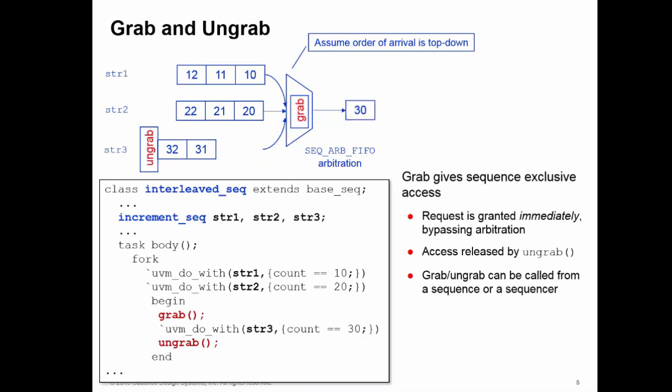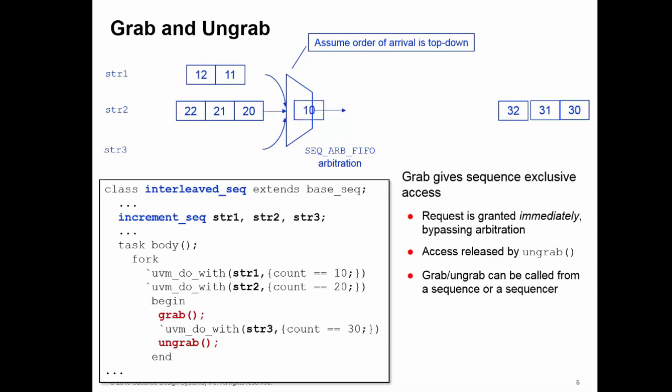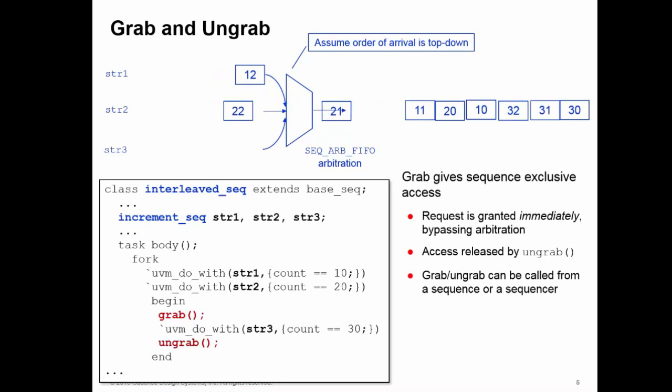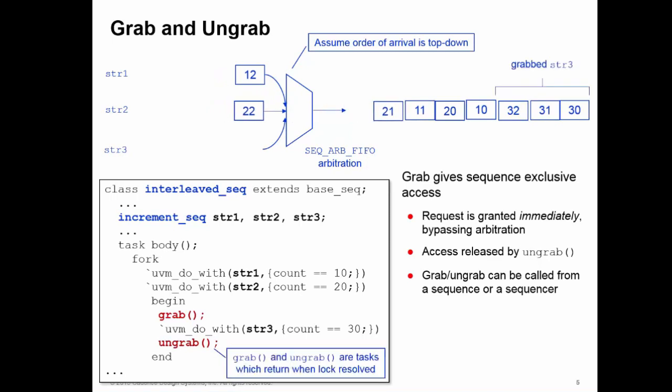Once we've grabbed control of the sequencer, we're going to complete all the items of stream 3, okay, in the order in which they appear until stream 3 unlocks the sequencer by executing ungrab. Once it's ungrabbed, we can then go and execute the items of stream 1 and stream 2 in FIFO order as before. Once the grab is released, we revert to the normal arbitration mechanism of the sequencer. So again, grab and ungrab, okay, these are methods. They will return, okay, once the lock has been resolved, and we use grab for sequences which once triggered must run immediately. So for example, we can use these for simple interrupt handling.